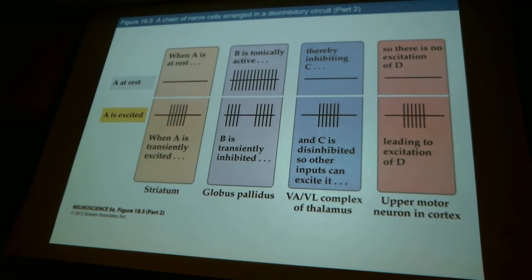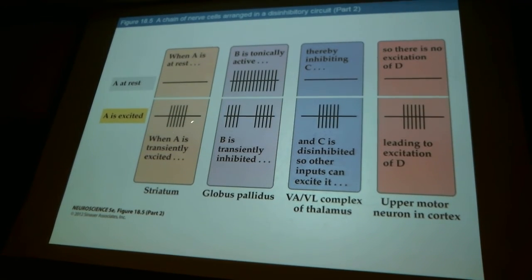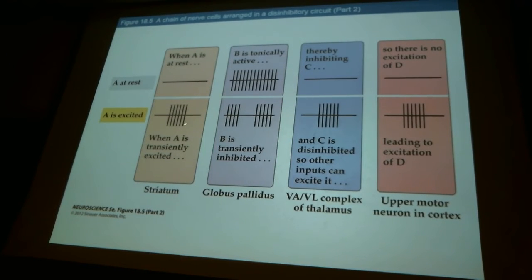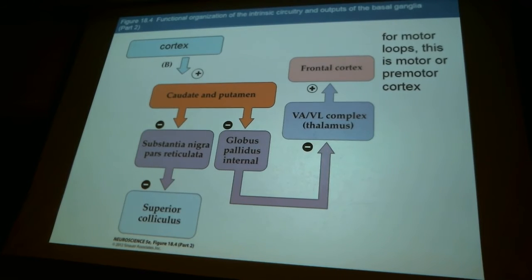Did I say that again? Cortical activation of the striatum inhibits the globus pallidus, which disinhibits the thalamus, which excites the cortex. So now this maybe makes a little more sense. This component is tonically active, and we're getting this series of activity. So activating the input signal from the cortex activates a particular part of the frontal cortex.